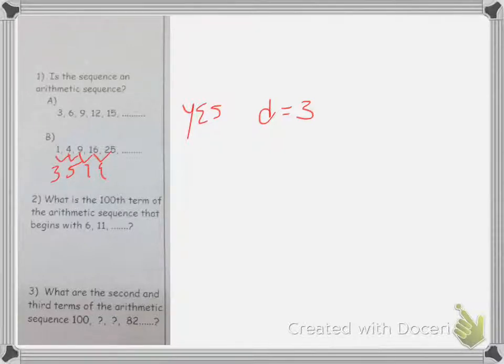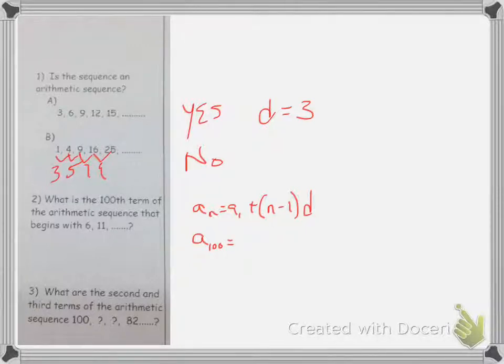So there is a pattern here, but you're not adding the same number every time, so this is not arithmetic. In this one, what is the 100th term of the arithmetic sequence that begins with 6, 11, and so on? So you're going to use that formula, and I'm going to plug all the parts in. I'm trying to find the 100th term.